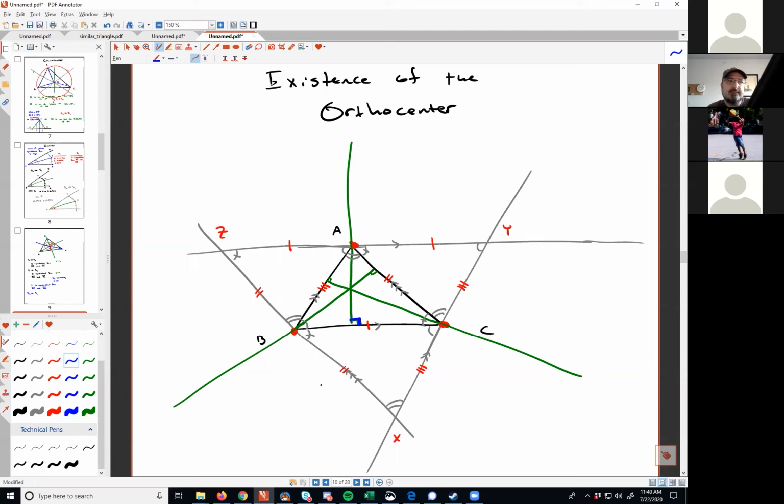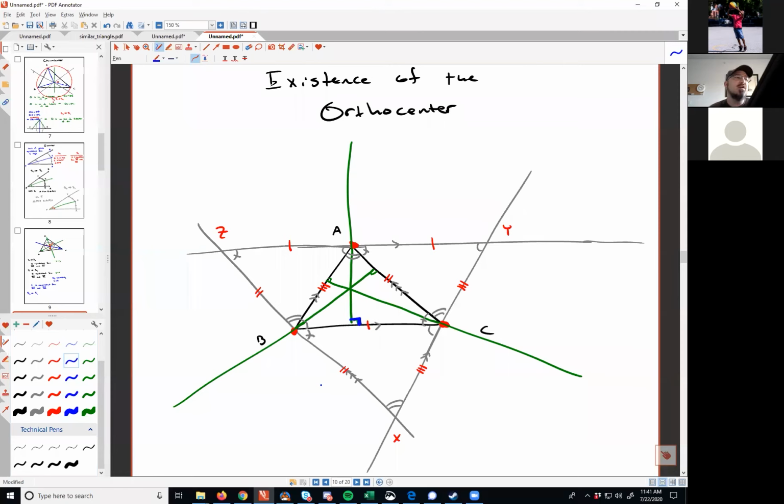Well, AC is parallel to ZX, and the angle that's formed is 90 degrees. So the angle must be 90 degrees. Right. If this blue angle is true and this line is parallel to this one, then we have alternate interior angles, and that is also perpendicular. Same with right here and right there.